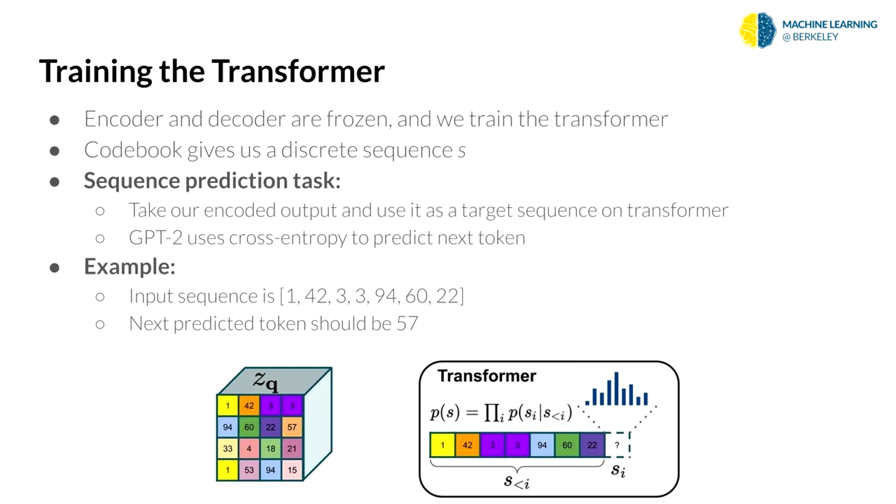In the original image here, you can see that the transformer is connected to the codebook. You can see a back and forth arrow there, and that's what that means. The inputs to the transformer are the output sequence from the codebook.